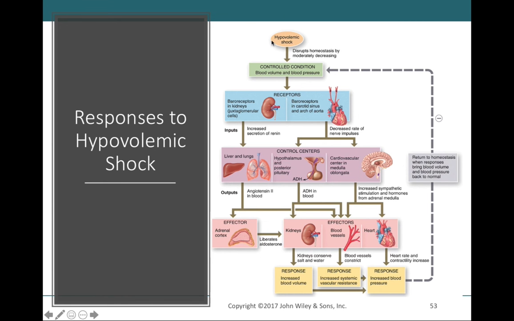So naturally, if it's hypovolemic shock, we're going to decrease blood volume. And with a decrease in blood volume, we always get a decrease in blood pressure because there's less volume pushing against the walls of our vessels.